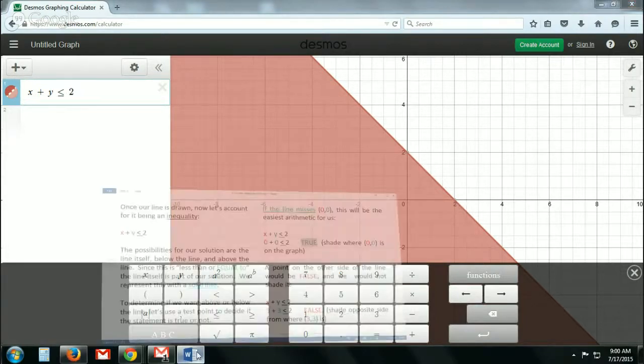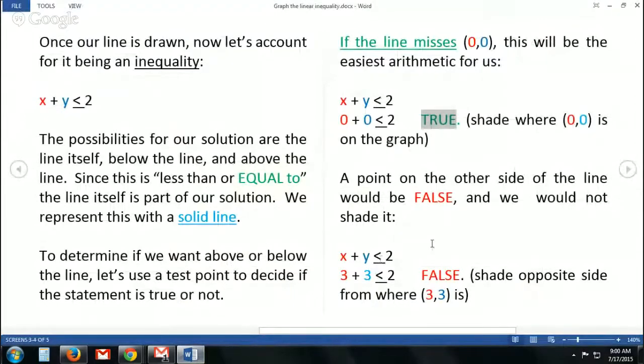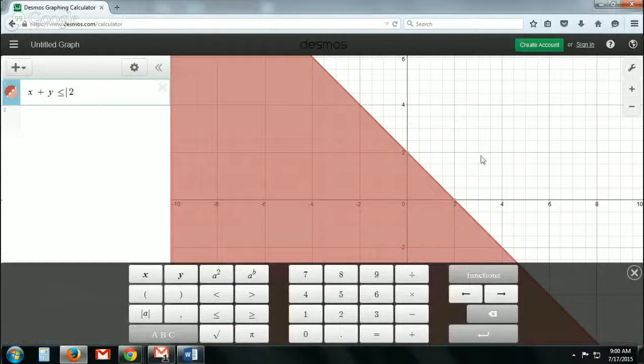Now, think about the other side. If we put something in from the other side, let's take the point (3, 3) and substitute it in. 3 for x, 3 for y, 3 plus 3 made 6. Is 6 less than or equal to 2? No, that's false. So we want that side to be unshaded. Over here where (3, 3) was is unshaded, and we shaded the opposite side. So our solution is where it is true. We shade the portion that is true. We leave unshaded the part that is false.